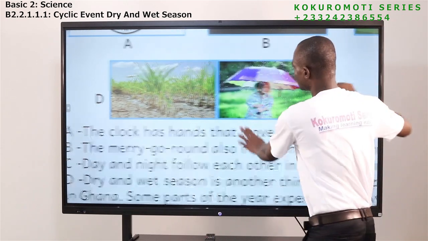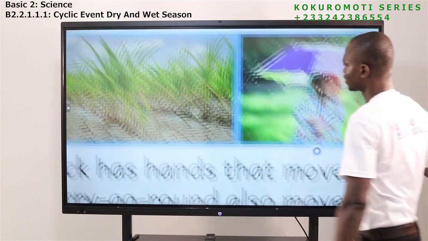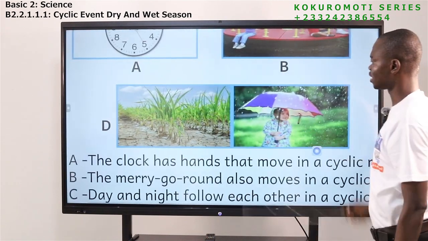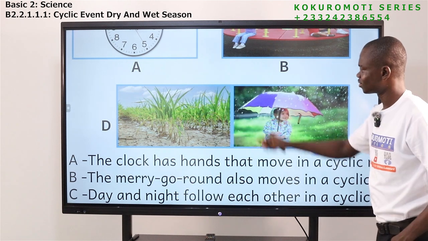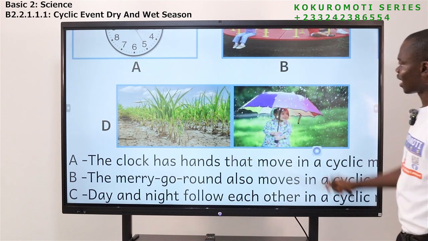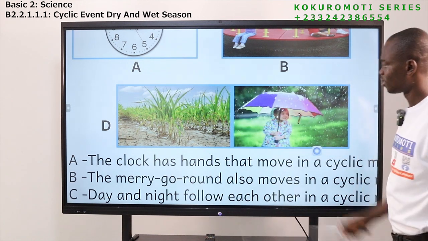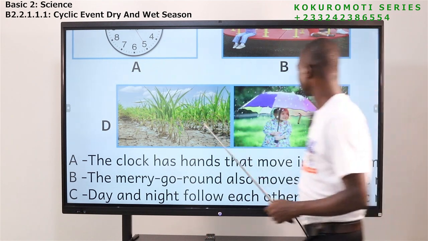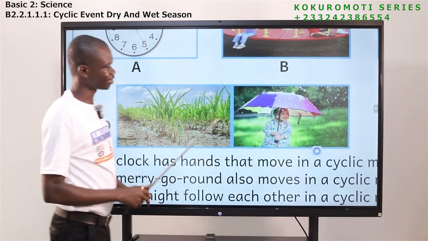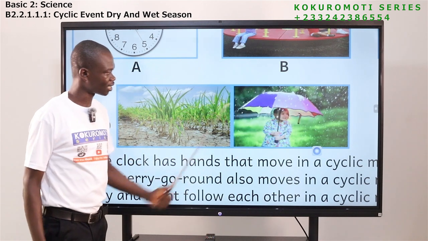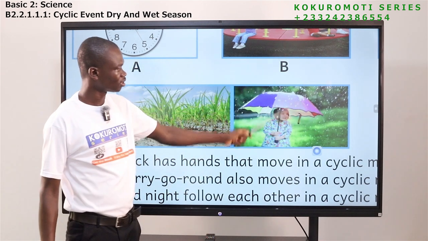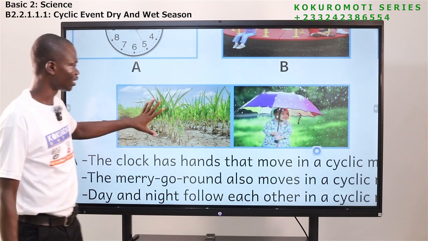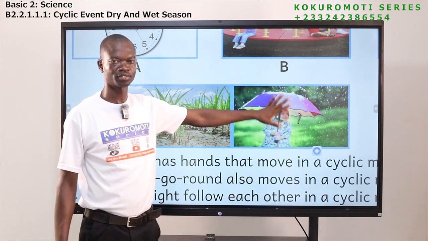Now let's come to this side. Look at the picture here and tell me what you see. What do you see here? Look at this, and look at this. I can see a maize farm, but the ground or the soil is so what? Hard. But look at this side. I can see a beautiful girl with an umbrella, and I can see raindrops. So you can tell that here it doesn't rain, but here it rains.